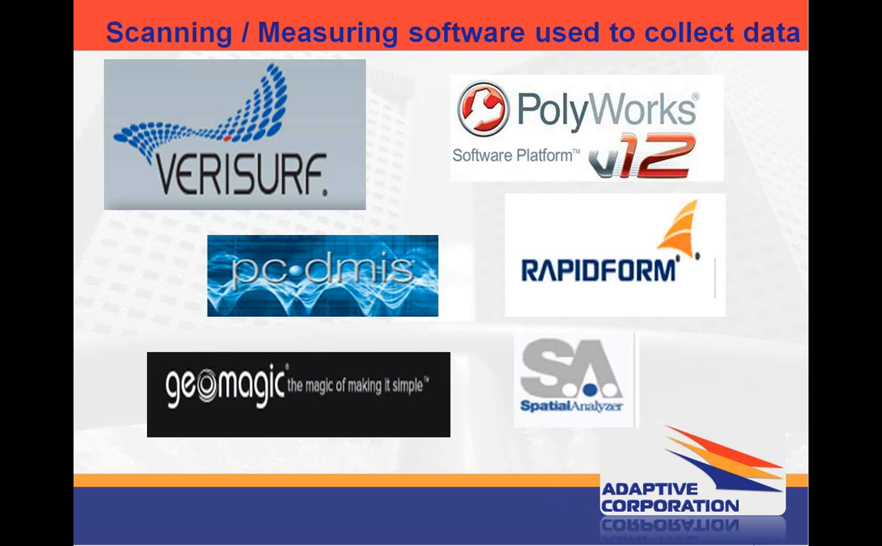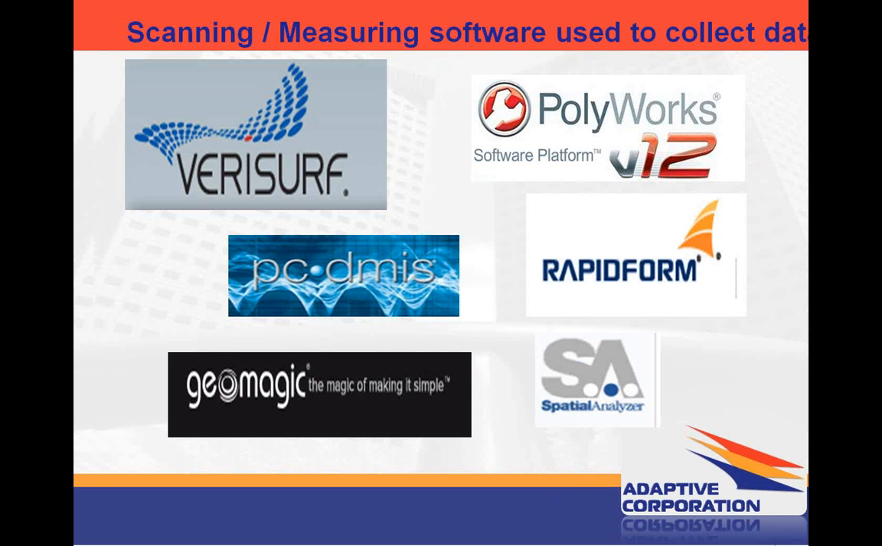We use Verisurf software. It is industry standard at Boeing and Northrop, and it's used for validation and reverse engineering. A lot of our customers use Verisurf in the aerospace industry, so in this particular example, we're going to be taking the data with Verisurf. But all these softwares are seen in the industry and used in the reverse engineering process.